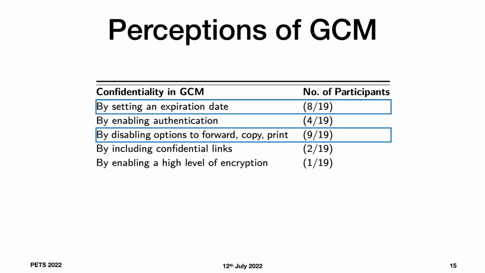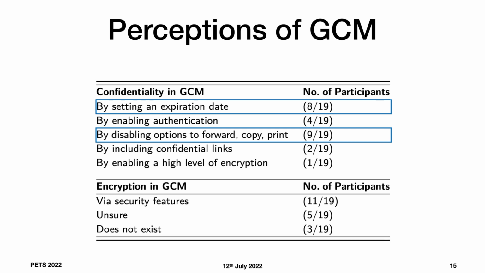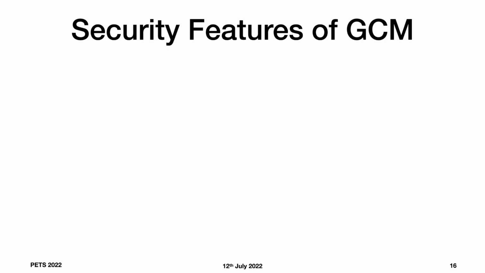A majority of the participants, 11 out of 19, believed that the confidential mode also performs encryption on the email content via its security features. However, 8 of our participants were either unsure or correctly mentioned that it does not perform encryption on the email content. We also asked the participants to evaluate their last few emails that they sent in confidential mode and answer a set of questions related to their use of confidential mode features.